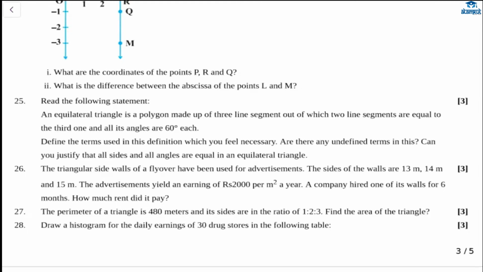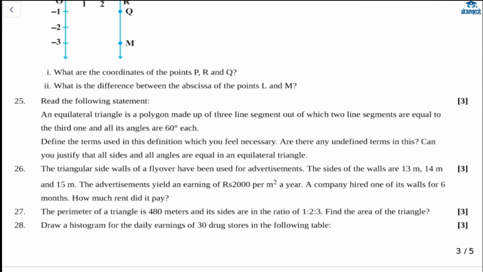Ma'am, the sides can be different. Sides can be different? It means it is not an equilateral triangle. No, I'm saying if the sides are different, it still can be an equilateral triangle. Read the question once more, the statement. This one, but it also says 2 of the line segments are equal to the third one. So we say that if A is equal to B and if C is equal to B, then obviously A will be equal to C also. Yes? So the same thing is said here also.